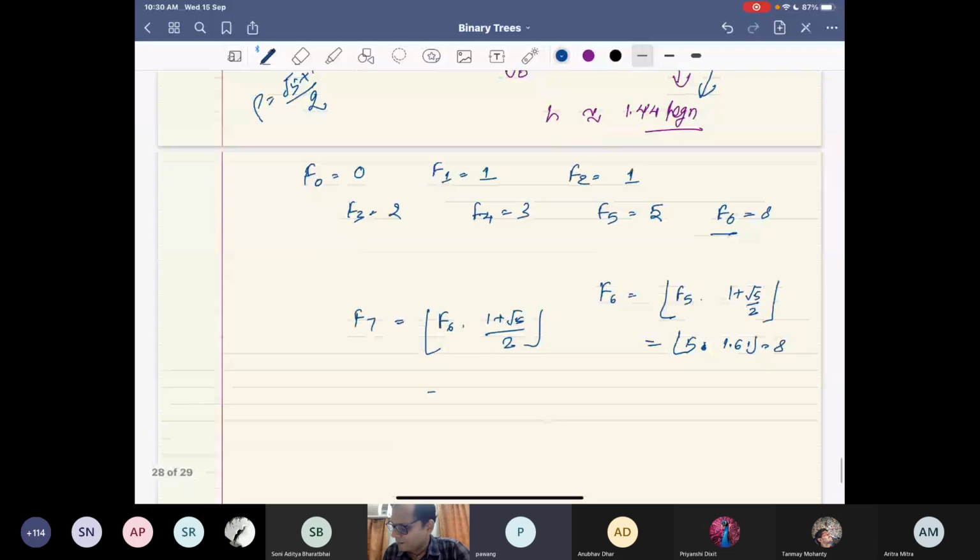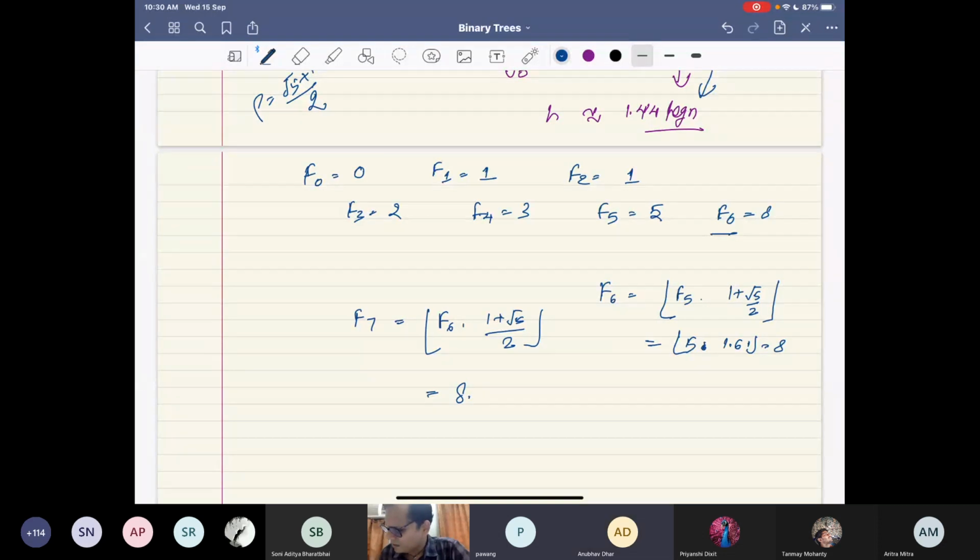So that will be 8 times 1.61, which is about 12.9. Sir, I think we need to round it to the nearest integer. Taking floor will give us F7 equal to 12. Yeah, so it will be the nearest integer, not exactly floor. So just round. 8 times 1.61, the nearest integer will come out to be 13. And like that, you can find any next number in the Fibonacci series.